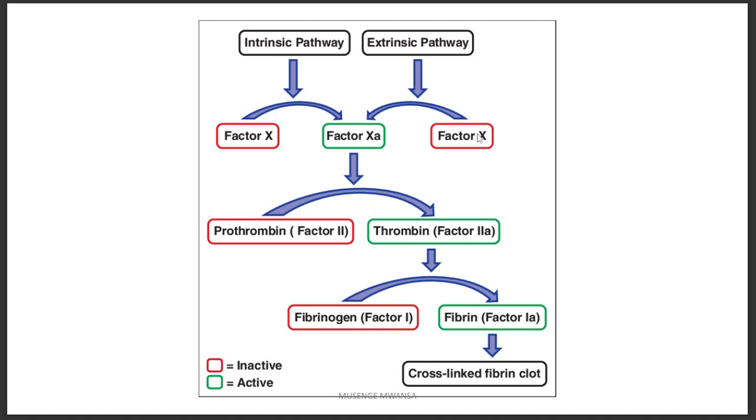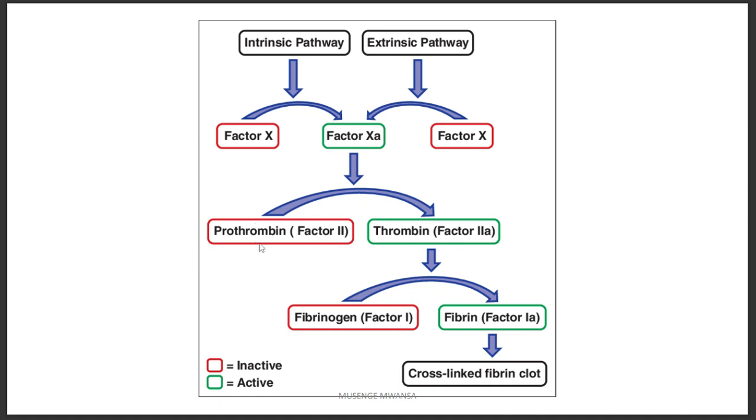So the extrinsic is going to convert factor 10 to 10A. The intrinsic also the same. Intrinsic and extrinsic, they all convert 10 to 10A. And then that will give us a common pathway. Right? So for the common pathway, this 10A which has been activated now converts prothrombin to thrombin.